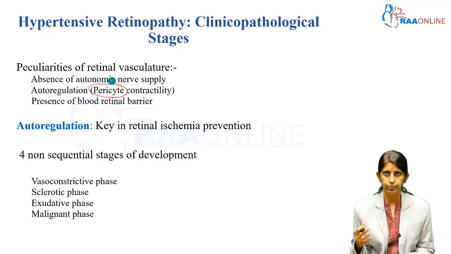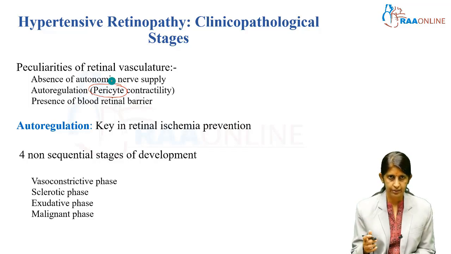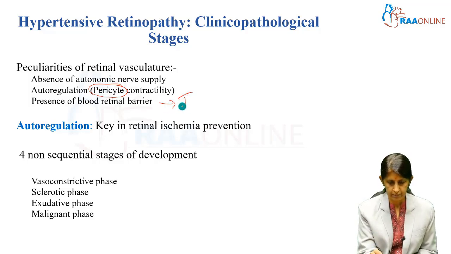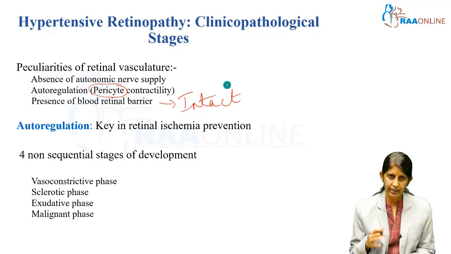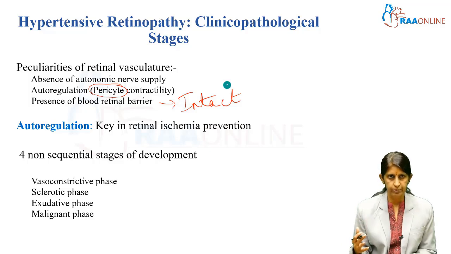Pericytes are important to enable a good autoregulatory mechanism, and we also need to have an intact blood retinal barrier. This blood retinal barrier has to be intact, and autoregulation is the key in preventing retinal ischemia. So, if the autoregulatory mechanism within the retinal vasculature gets into disarray, and if that is not functioning properly, then we start having manifestations in the blood vessels.